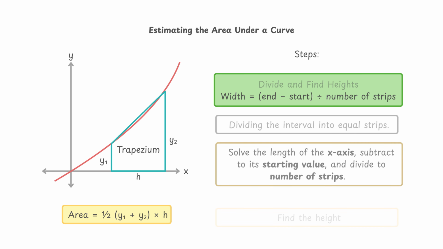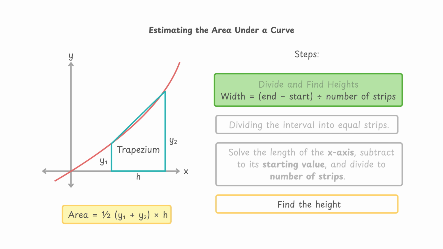Now, once we have the width, we find the heights. These heights come from the values of the function at each point. These are what we call y-values, like y sub 1, y sub 2, and so on. Each of these values represents the height of the curve at a specific x value. So step 1 is all about preparation, dividing the interval and collecting the correct heights.